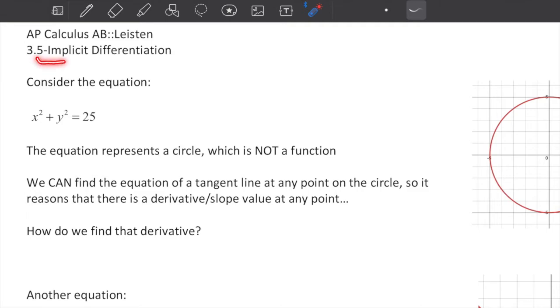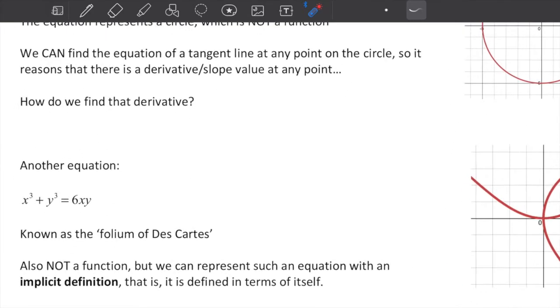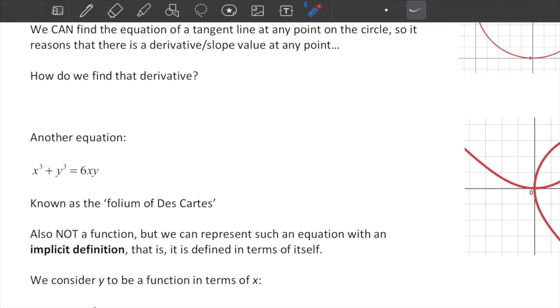This is going to require what we call implicit differentiation. Rather than having an explicitly defined function like f of x equals, we're going to have an equation that relates x and y in some way. And we're going to take the derivative. We're going to apply the differential operator d dx to the equation. Another example, x cubed plus y cubed equals 6xy. That's known as the folium of Descartes.